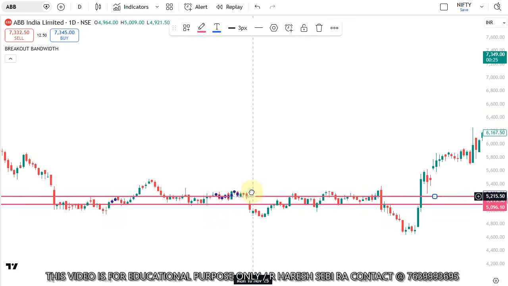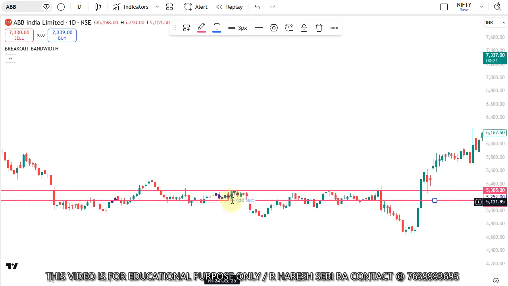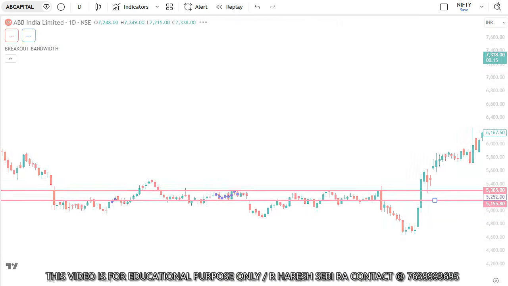Similarly, again see, here is a consolidation area. We are marking the high and low of the consolidation area, and it broke on the sell direction and gave the momentum. We are going to another stock.